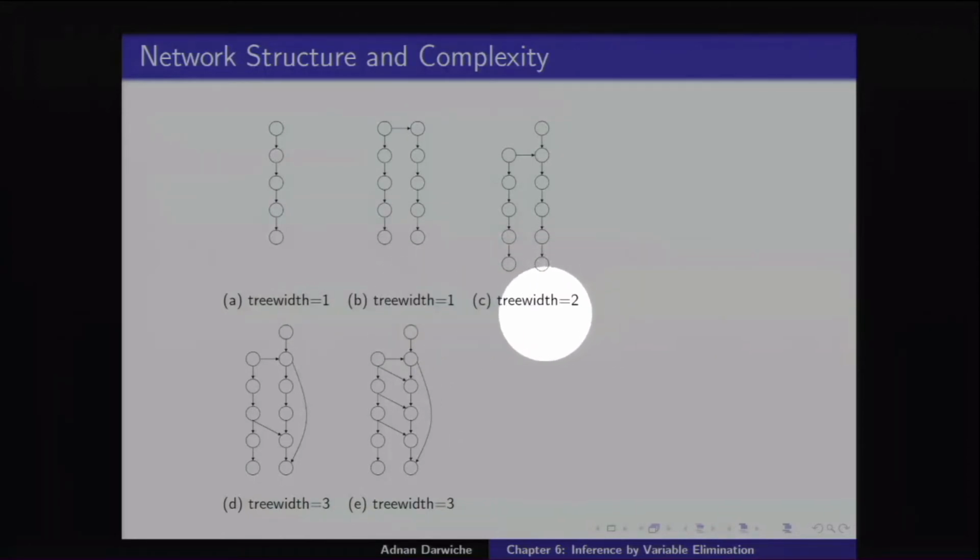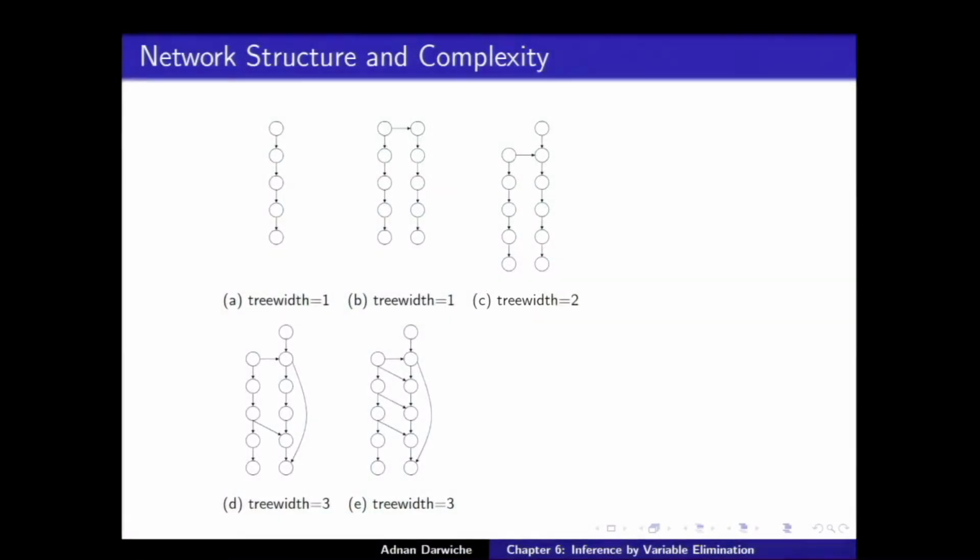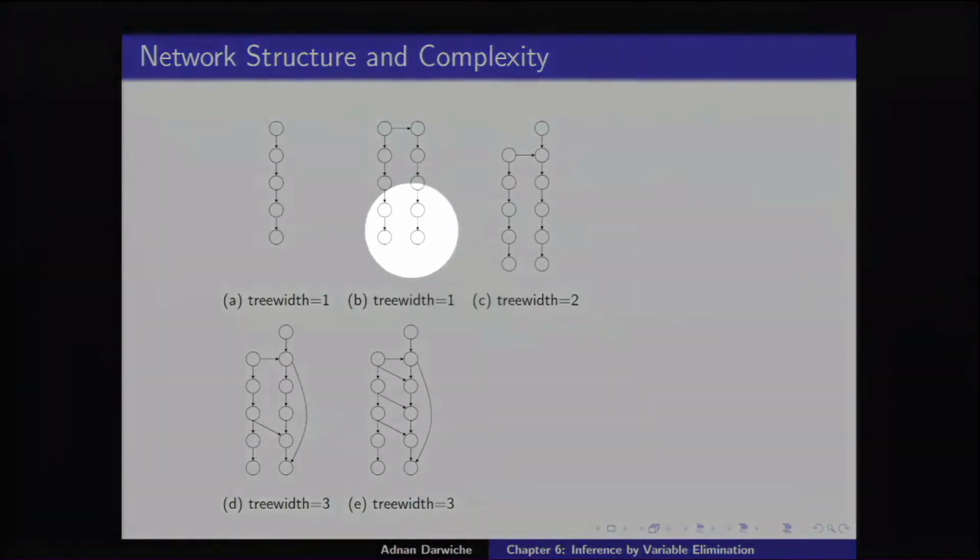Why? Here's a fact about treewidth that you should know. The treewidth can never be less than the number of parents that a node has. That is a lower bound. If you have a node that has 2 parents, treewidth cannot be less than 2. You have a node that has k parents, treewidth cannot be less than k. And that's what happened here. The node I added made this guy have 2 parents.